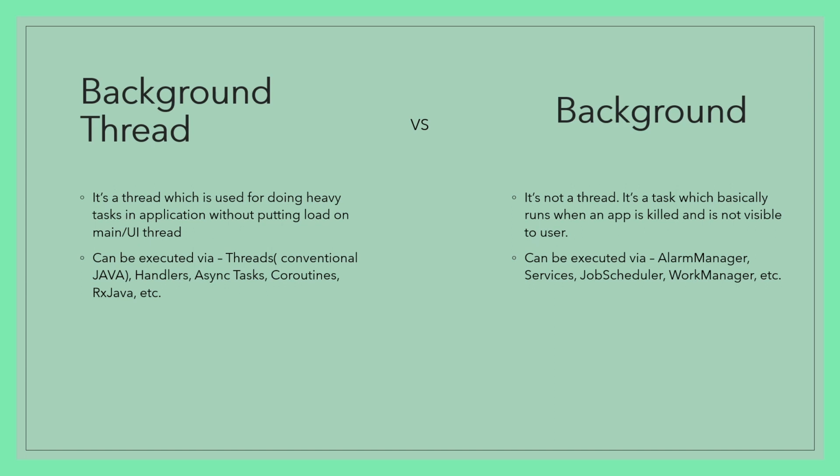The second difference is the examples. Where we use background threads, we can use normal conventional Java methods, handlers, async tasks, coroutines, RxJava. All of these are part of Android, and we will come to the topics one by one in the next video. Right now we're just discussing the basic difference between both of them. In case of background, we can perform background operations in an application by using alarm manager, services, job schedulers, and work manager. All these topics we will discuss in future videos.